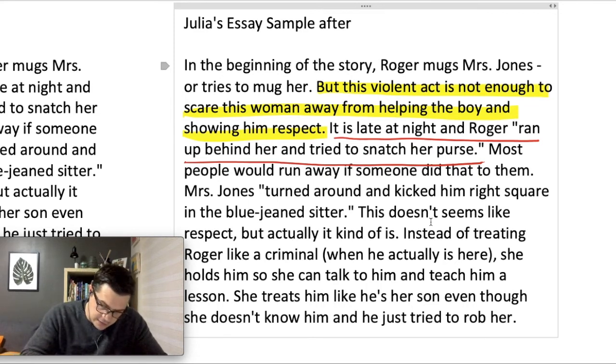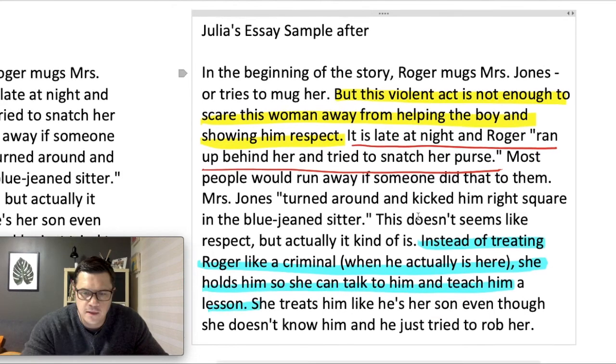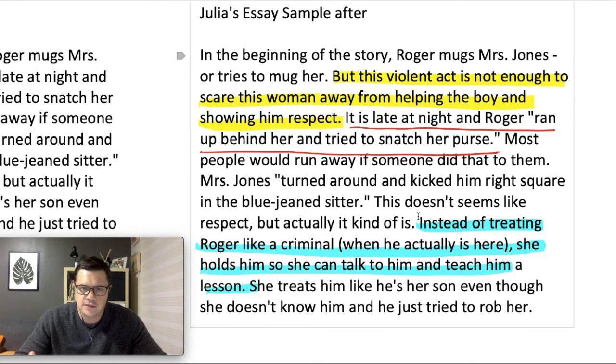Also, another line that jumps out at me down here: "Instead of treating Roger like a criminal, she holds him so she can talk to him and teach him a lesson." What this does is explain the significance of the events that we just heard about. So this tells us why what she did was important. The goal of the paragraph is to show that Mrs. Jones isn't scared, and that she tries to help him. And that's what these two quotes do. But without that main point being at the top of the paragraph, these quotes don't make much sense.